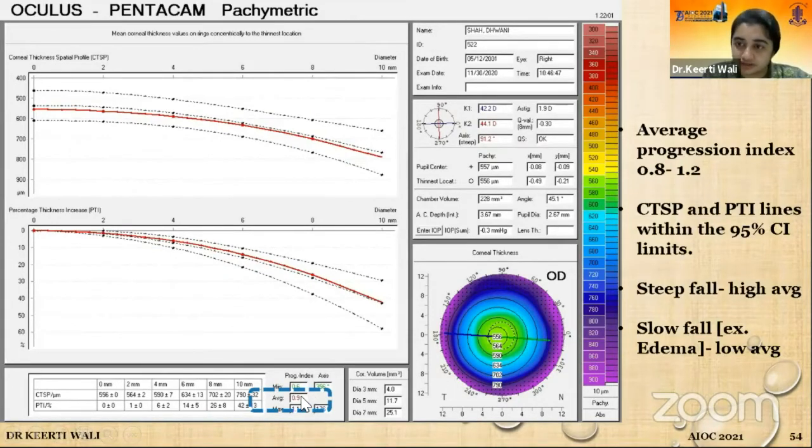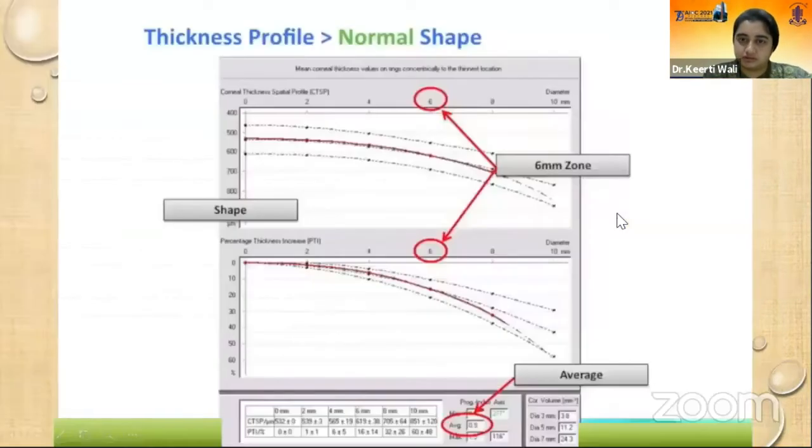The normal values are 0.8 to 1.2. Anything less than 0.8 and more than 1.2 is pathological. Another thing we have to see is the 6 mm zone, where this red line is falling. That is an important thing. This is a normal shape, which is lying within the 95% confidence interval and the average of 0.9.